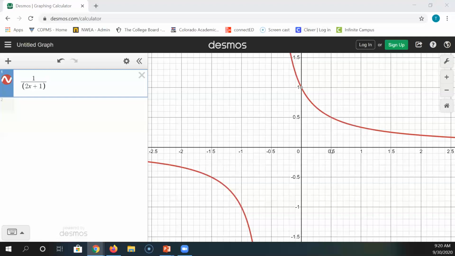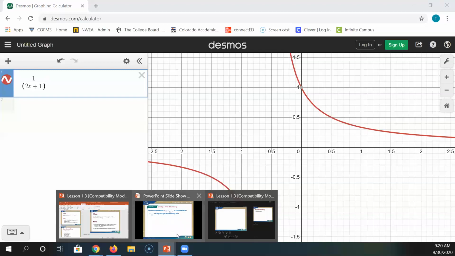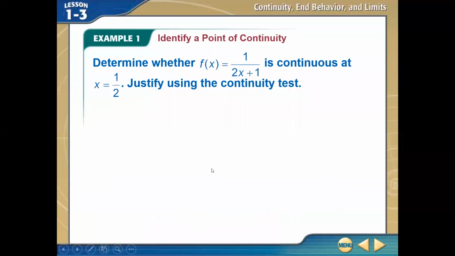Okay, so here's our point 1/2, and we want to make sure and prove that it is continuous at this given point. So we have to run the continuity test. The first step, we need to make sure that it exists. The way we make sure that it exists is we're going to plug in 1/2 into this equation.